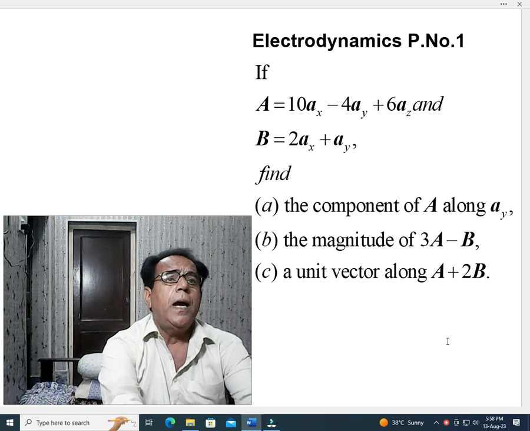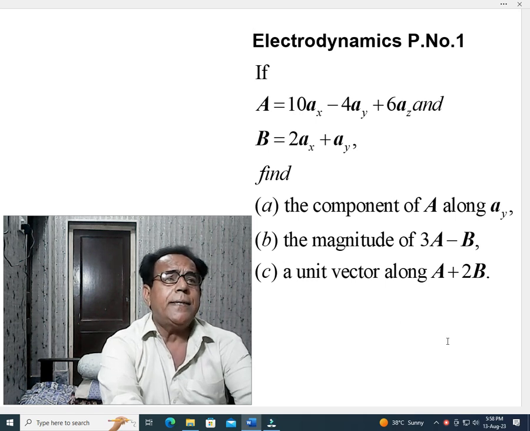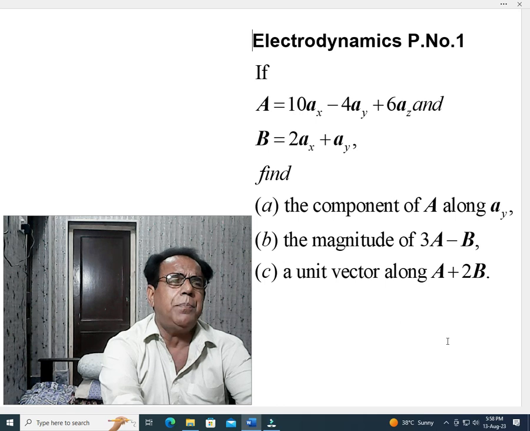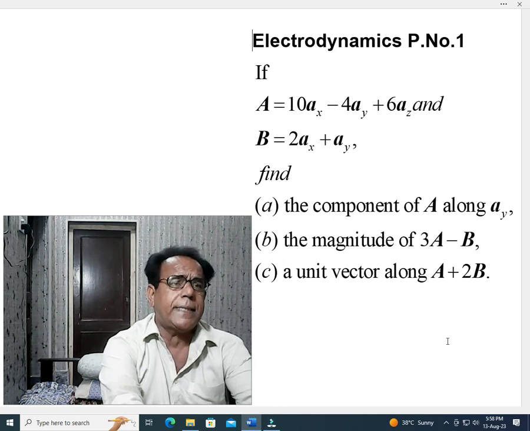All these 3 problems have been selected from the book Elements of Electromagnetics by Matthew N.O. Sadiku. Irrespective of the exact pronunciation of the name, the book is Elements of Electromagnetics by Matthew N.O. Sadiku.